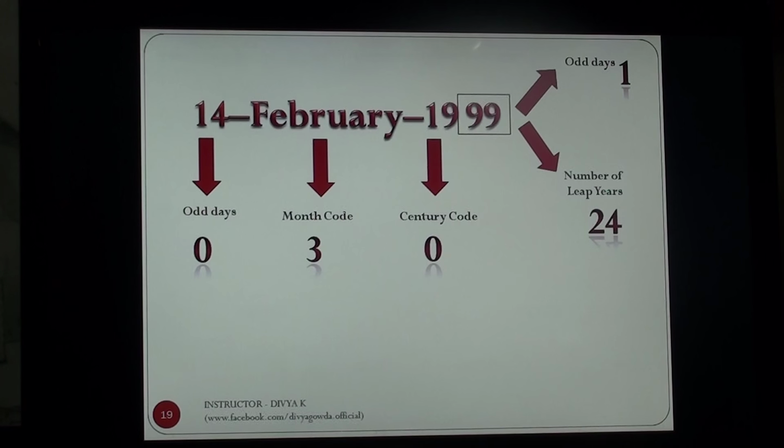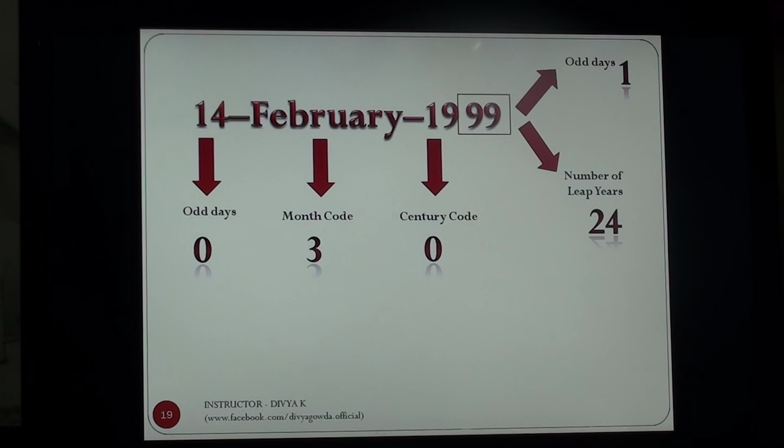So I'm just going to change it to 14th February 1999. Let me calculate what day it was. First of all, I have 14, that means 0 odd days. February means the month code is 3. For 19, the century code will be 0. And 99 odd days will be 1, because 99 divided by 7 gives remainder 1. And how many leap years? Just divide 99 by 4. 99 by 4 gives 24 as the quotient and 3 as the remainder.